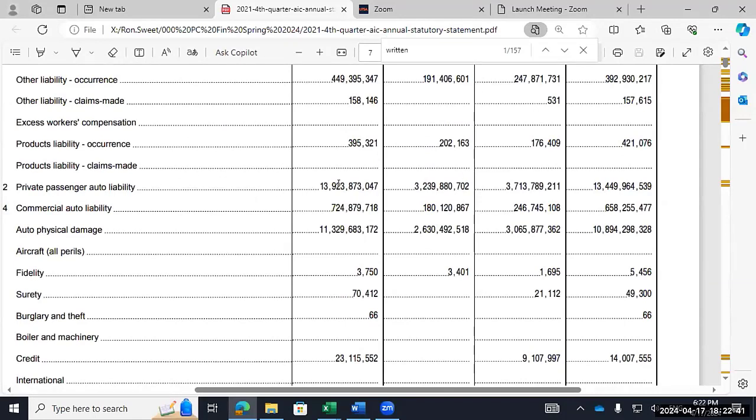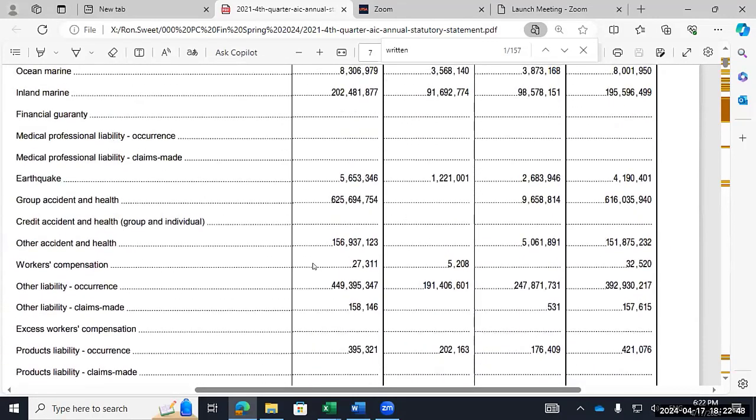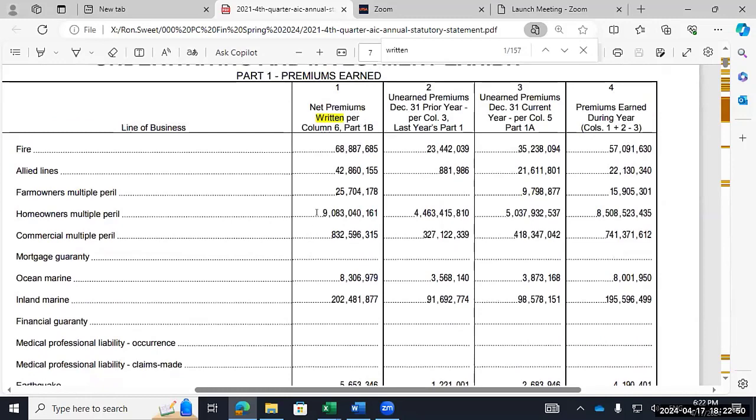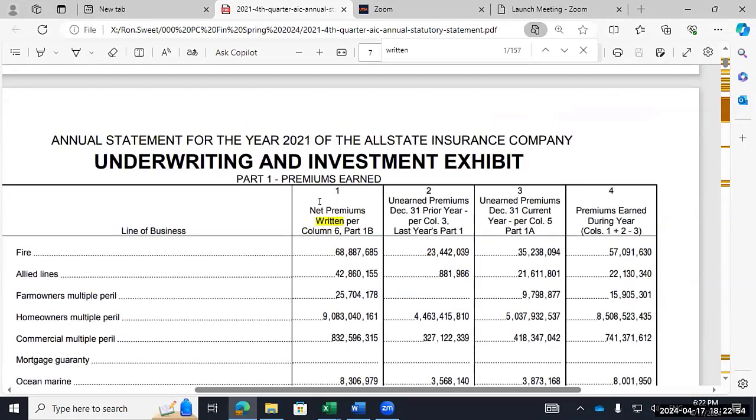Passenger auto liability. You can see they're about the same number. Physical damage is in there. Homeowners is in there somewhere. Where's homeowners? All right. So it's built right into the schedule. This is showing your premiums earned by product. If you're interviewing with an insurance company, this is an important schedule because it's going to tell you what business they're writing. There's other schedules that show you the same thing.